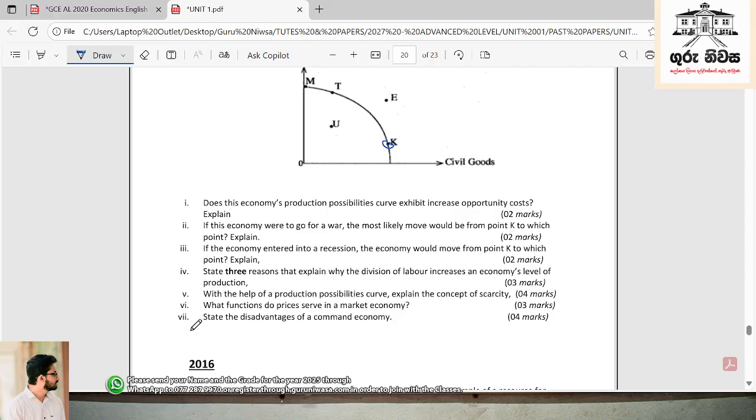How do you say that the PPC shows or exhibits increasing opportunity cost? Very simple question, Sanuli. Is the PPC concave to the origin? Yes, Buddha. This PPC is concave to the origin.